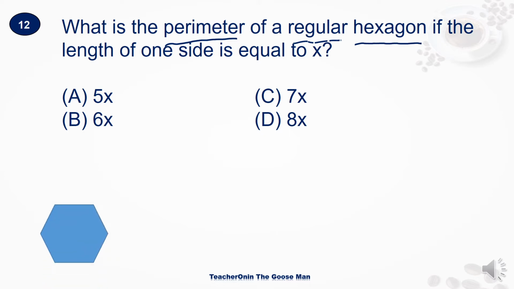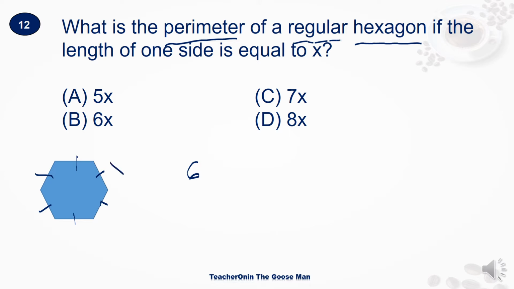So let's have this illustration. It is a six-sided polygon, and all sides are equal, so we put this sign to show that all sides are equal. Now, to get the perimeter, we simply add all sides. Since all sides are equal, it is easier to multiply 6 times the given side. Since the side is equal to x, the perimeter is equal to 6 times x, or our answer here is letter B.